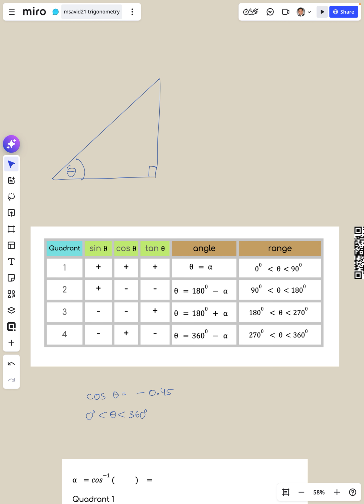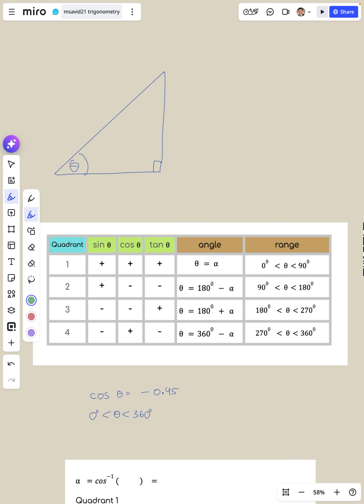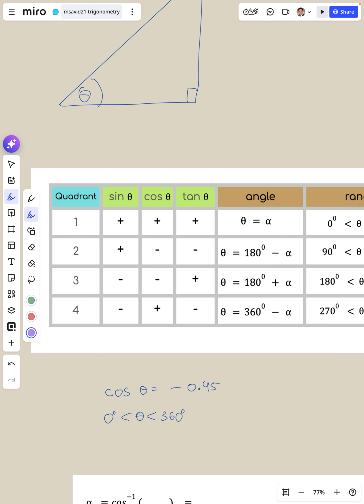How do we use this table to help solve? The first thing you do is check the sign, whether it's positive or negative. The cosine value is negative, which means according to this table, our answer should be the angles in quadrant 2 and 3. The angle in quadrant 2 is 180 minus alpha, and the angle in quadrant 3 is 180 plus alpha, if you're using degrees.